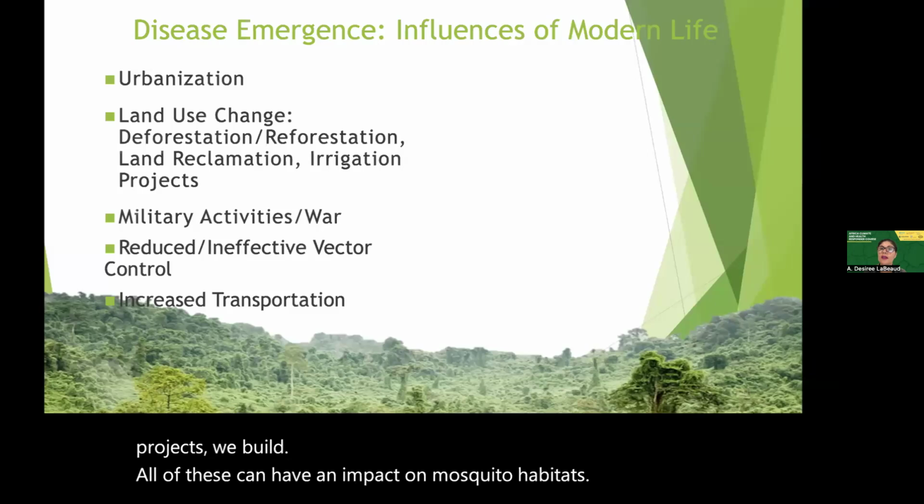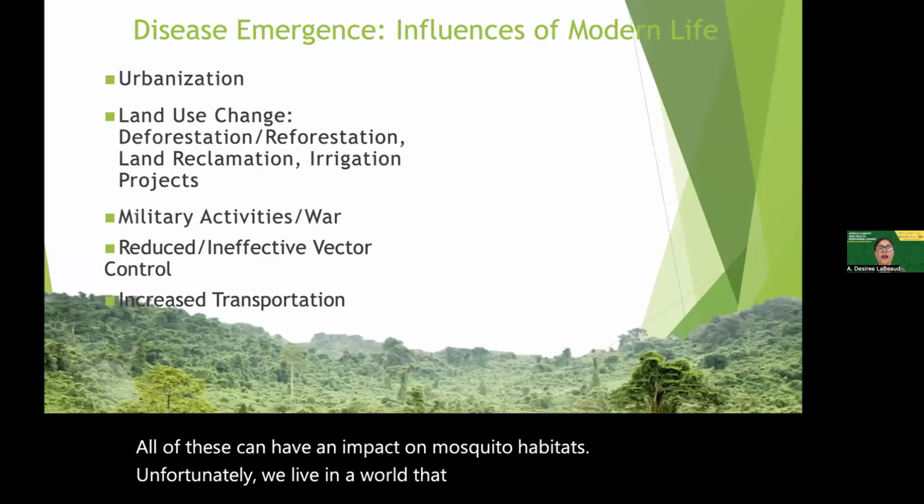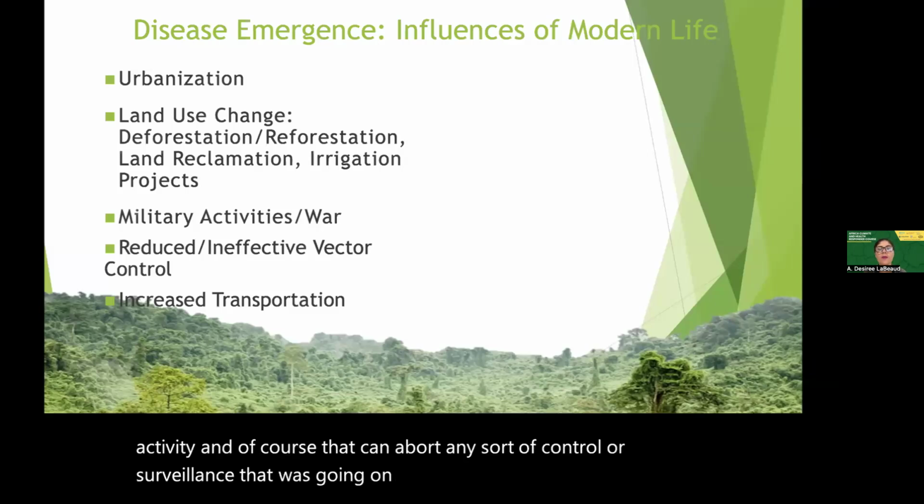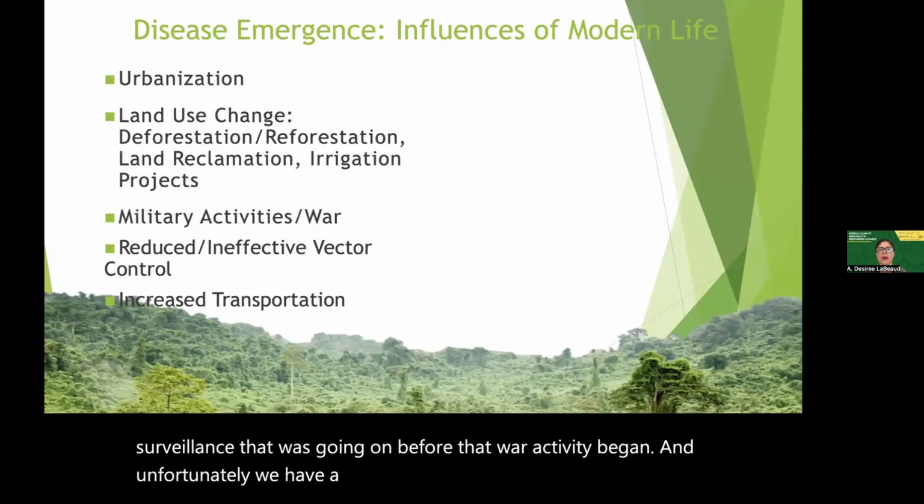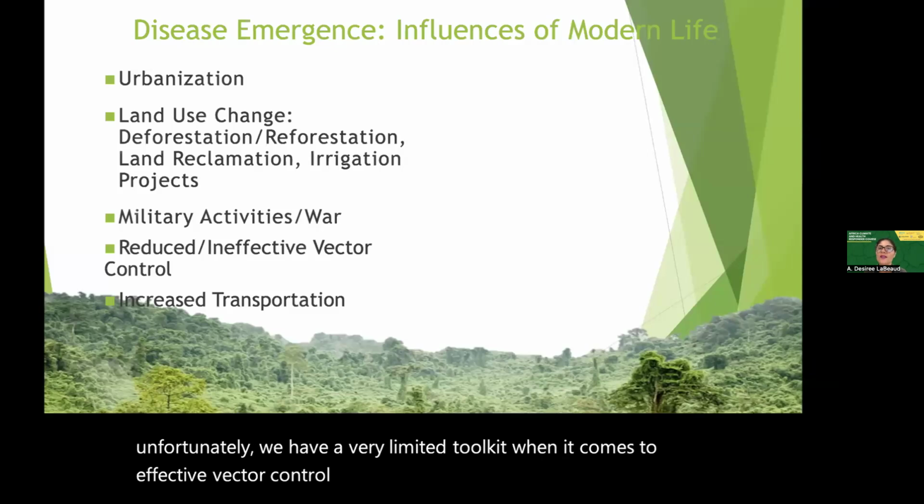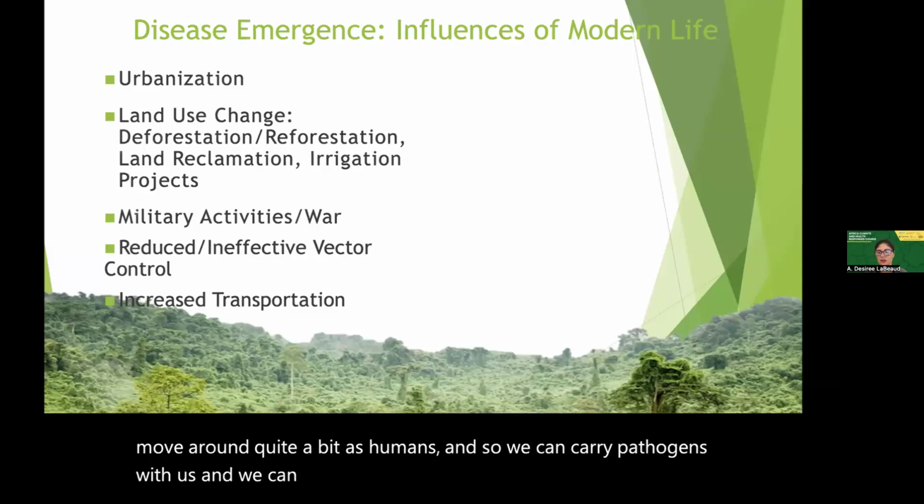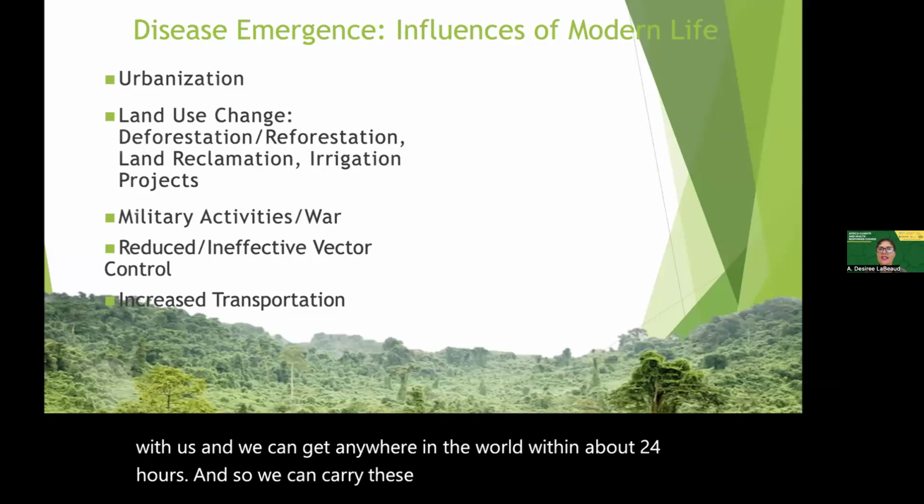All of these can have an impact on mosquito habitat. Unfortunately, we live in a world that is full of war and military activity, and of course that can abort any sort of control or surveillance that was going on before that war activity began. And unfortunately, we have a very limited toolkit when it comes to effective vector control. We also live on a very tiny planet, and we move around quite a bit as humans. And so we can carry pathogens with us, and we can get anywhere in the world within about 24 hours. And so we can carry these pathogens on our planes with us.